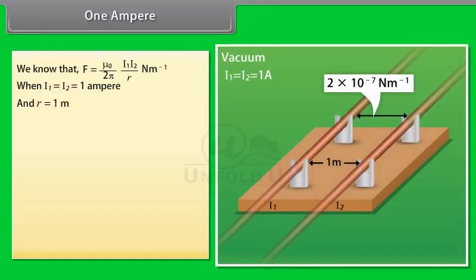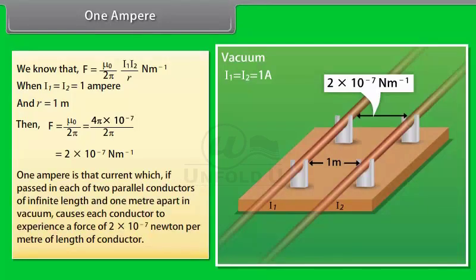1 ampere. We know that F is equal to mu naught upon 2 pi multiplied by I1 I2 upon r, when I1 is equal to I2 is equal to 1 ampere and r is equal to 1 meter. Then the value of F is equal to 2 into 10 raised to the power minus 7 Newton per meter. Therefore, 1 ampere is that current which, if passed in each of the two parallel conductors of infinite length and 1 meter apart in vacuum, causes each conductor to experience a force of 2 into 10 raised to the power minus 7 Newton per meter of length of conductor.